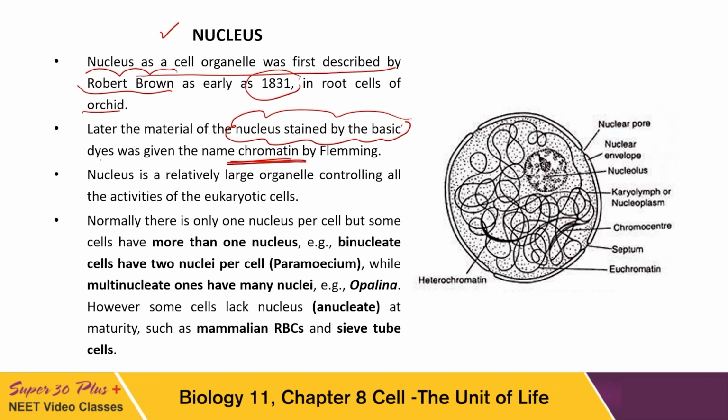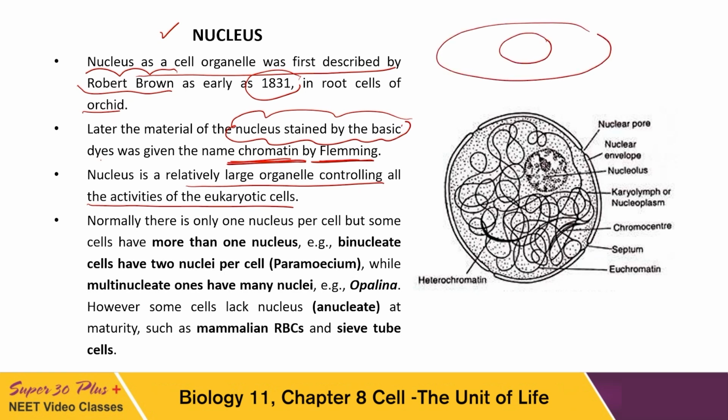Chromatin means colored body. Fleming did this work. Basic dyes can color this content of the nucleus, chromatin. The nucleus is a relatively large organelle controlling all activities of the eukaryotic cell. This is known as the master of the cell. This is the cytoplasm, and this is the eukaryotic nucleus. All activities of the cytoplasm are being controlled by the nucleus.